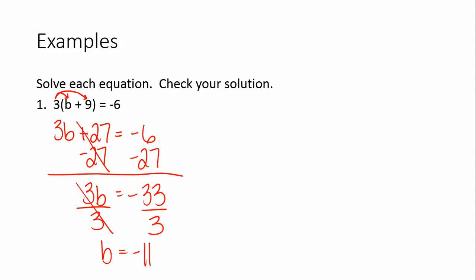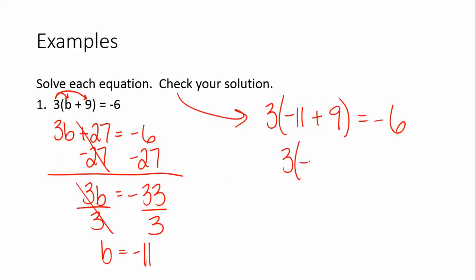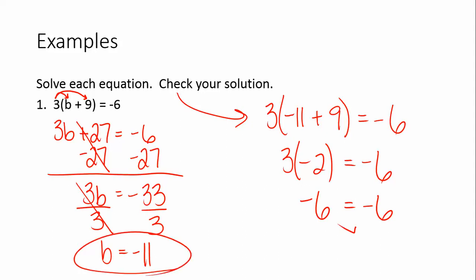Now what I want you to notice is we are asked to check our solution. So we think this is our answer. We're going to plug negative 11 back into the original equation. Order of operations says we want to take care of the inside parentheses first. Negative 11 plus 9 is negative 2. And 3 times negative 2 is negative 6. So we get a correct check, which means our answer is correct: b equals negative 11.